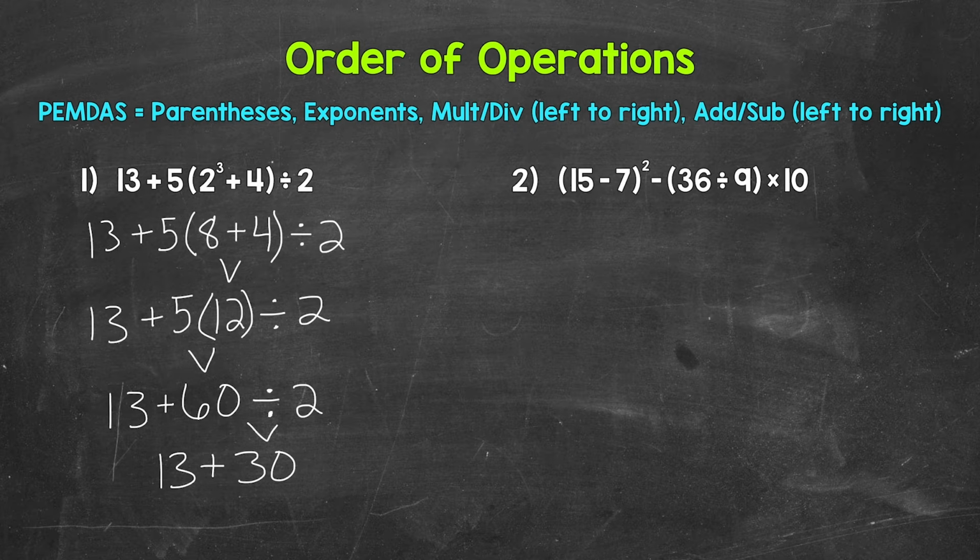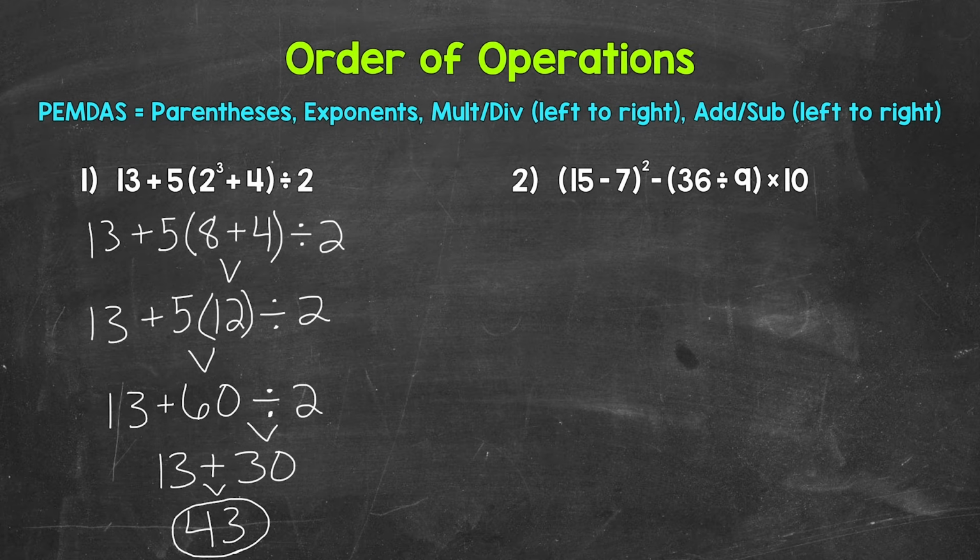All we have left is addition. So that's what we end with. 13 plus 30 gives us 43. And that is our final answer. So again, we just broke that problem down. We worked through that problem step by step, following the order of operations.